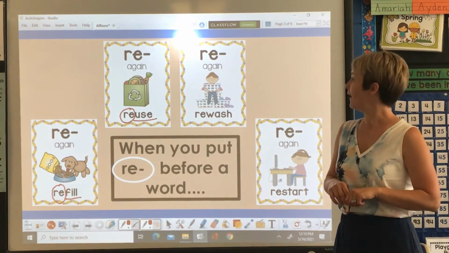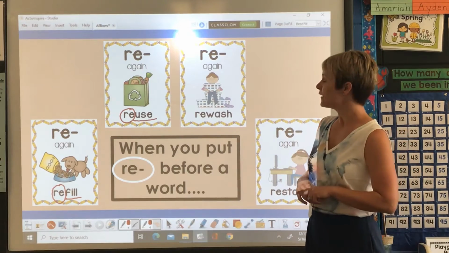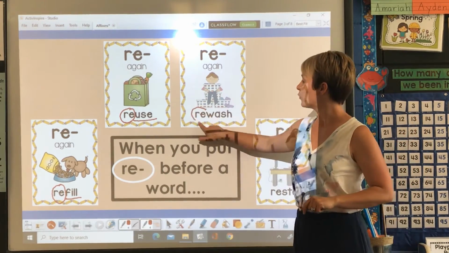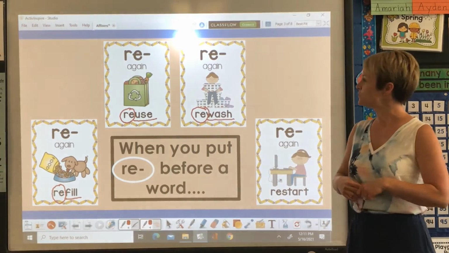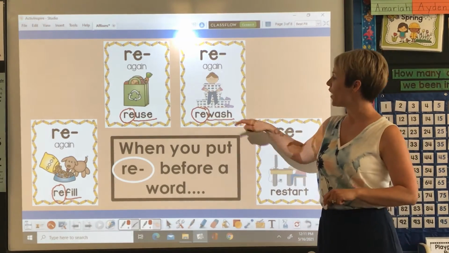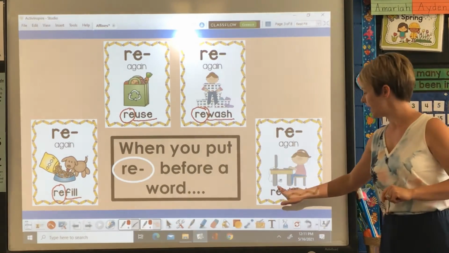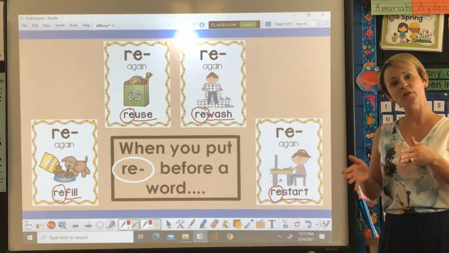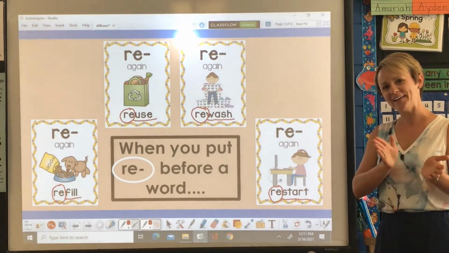Reuse. She looks like she's done a lot of laundry. Even though your clothes were clean when you put them on, you will have to re-wash them every time you wear them. You'll have to wash them again. Re-wash. And when your computer is acting up, you may need to restart it. That means you start the computer again. Re means do it again.